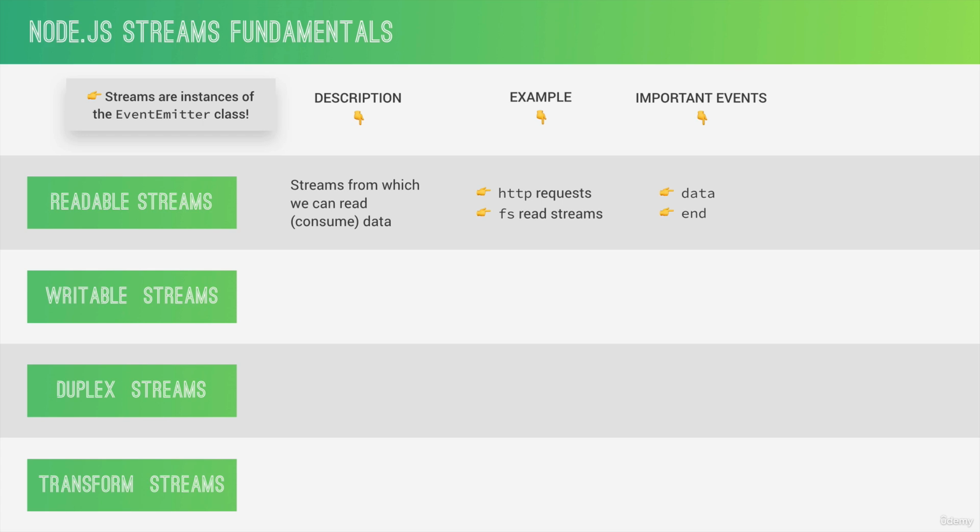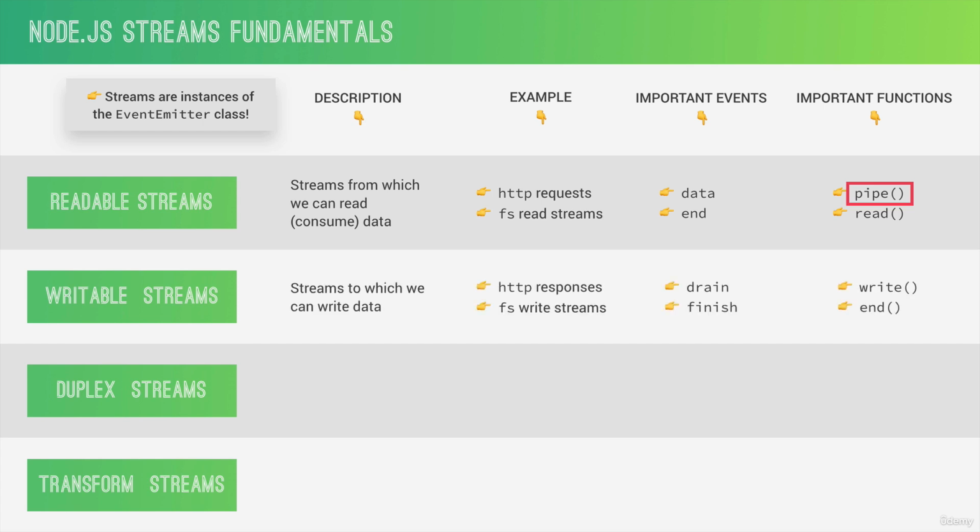Finally, besides events, we also have important functions that we can use on streams. And in the case of readable streams, the most important ones are the pipe and the read functions. And again, you will see these in action in the next video, especially the super important pipe function, which basically allows us to plug streams together, passing data from one stream to another without having to worry much about events at all.